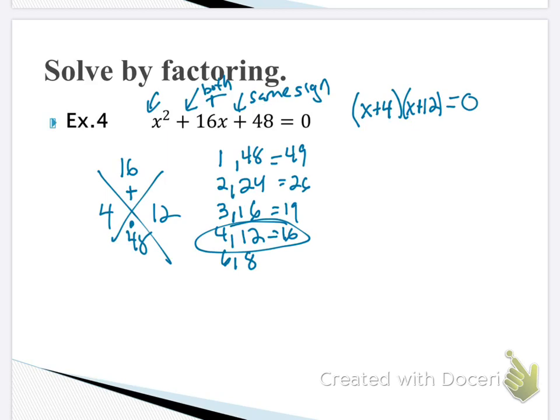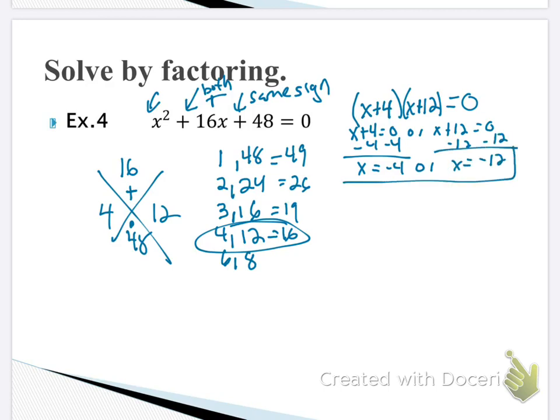Remember to solve, you break these up. One of the two factors could be 0 to make it 0. So x plus 4 equals 0, or x plus 12 equals 0. Subtract 4 from both sides. We end up with x equals negative 4, or subtract 12 from both sides, x equals negative 12. So when x is negative 4, the equation equals 0, or when x is negative 12, the equation equals 0.